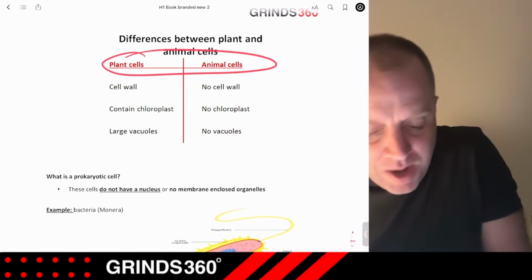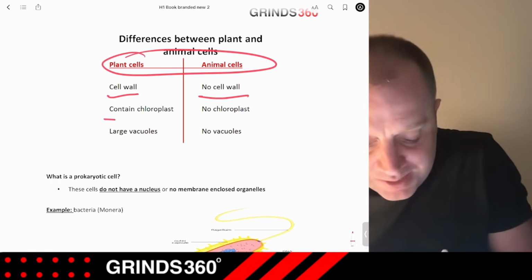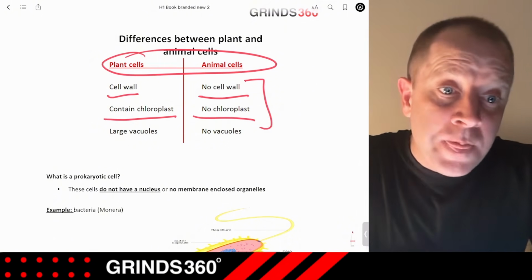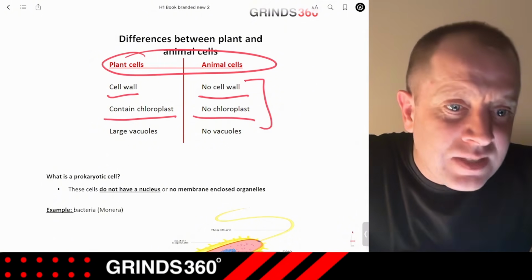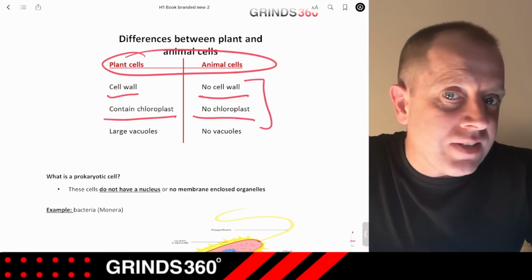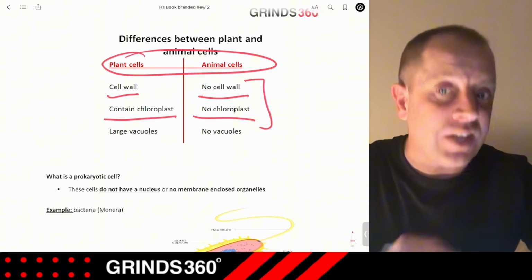If they ask you to compare the two, a plant cell has a cell wall, an animal cell doesn't. A plant cell has a chloroplast, an animal cell doesn't. Those two should be more than enough. Now let me point this out, everybody. If you say a plant cell has a cell wall and you leave it at that, you get 0 marks. You have to say the animal cell doesn't, and then you get your marks.